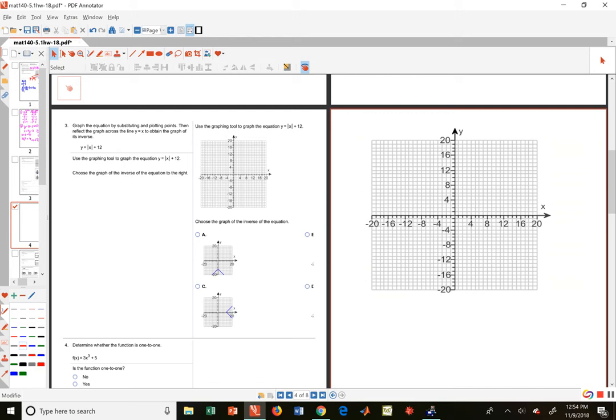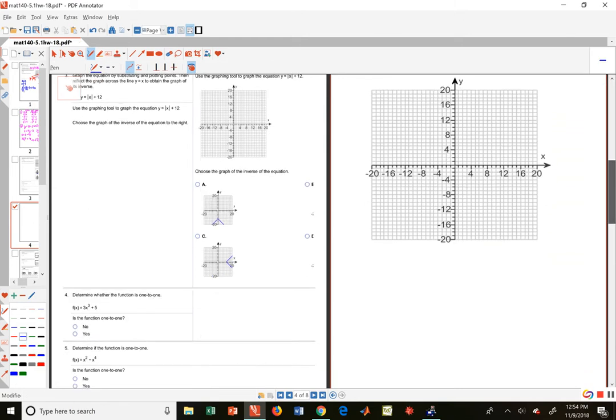We need a little bit of graphing skills. I've blown up the chart a little bit, so let's start with f of x. Let's do it in blue. So if you have x and the function is the absolute value of x plus 12, this is going to be our function, and then we'll do the inverse function next.